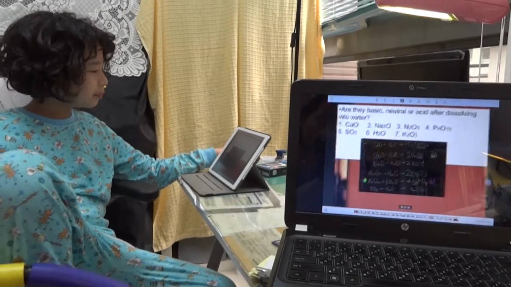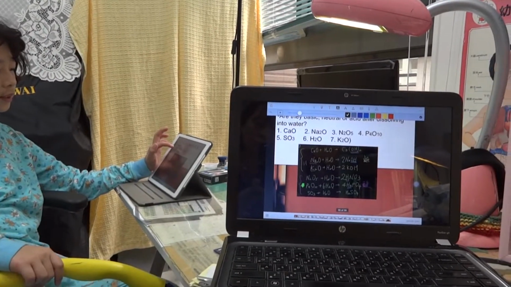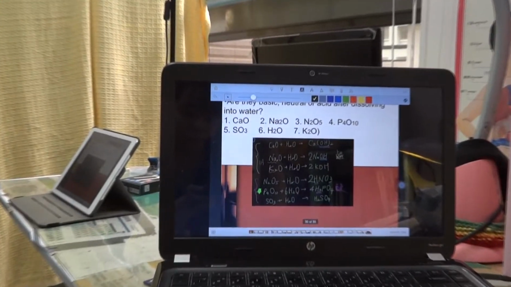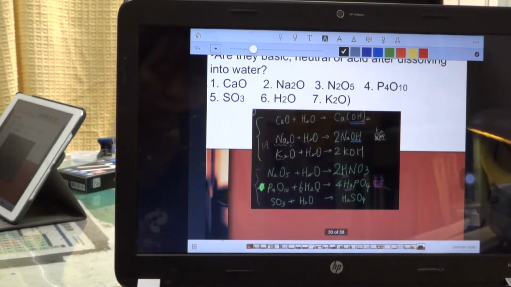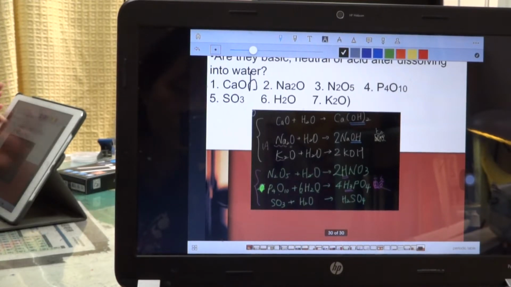Okay, so now, basic and neutral atoms. This one is Ca. So actually, CaO dissolves in water, because Ca is a metal, so it is basic, and this is basic. This is acid. This is acid. This is acid. This is neutral. This is basic.